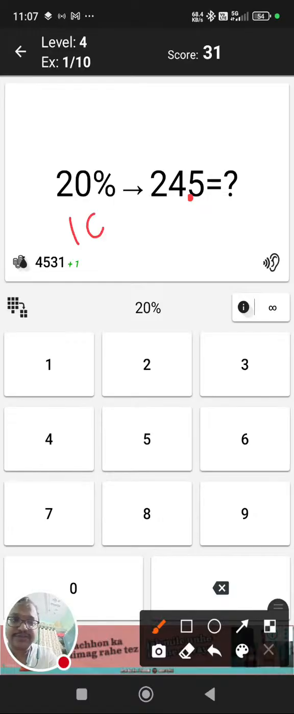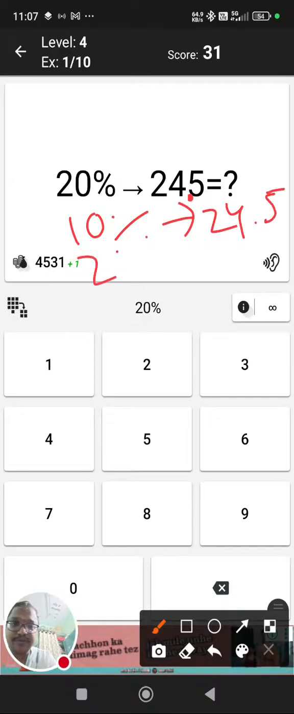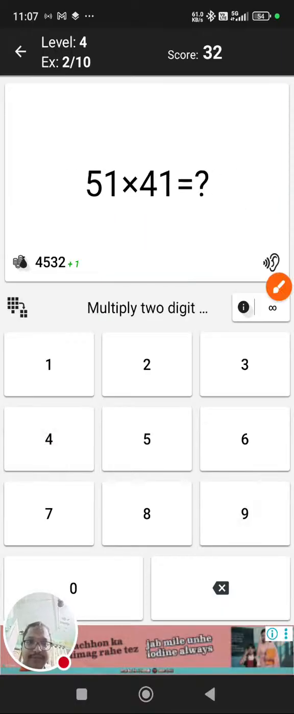Next, 10 percentage value will be 24.5. 10 percentage value 24.5 means, what will be the 20 percentage value? It will be 2 times of 24.5, which will be 48 plus 1, 49. So the answer will be 49.